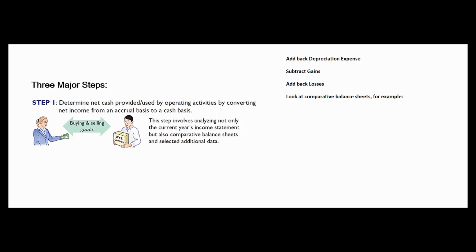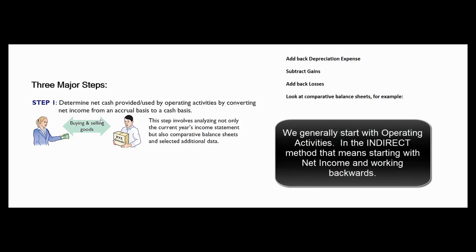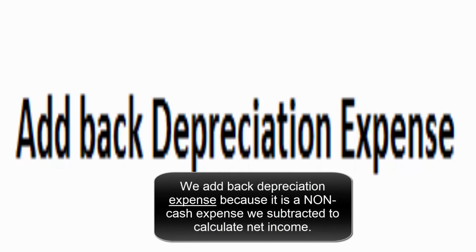So the book tells us there's three major steps. You may not do it that way. You may have your own system. But the first one is about converting our income statement from an accrual basis back to a cash basis. So we're going to start with net income, and the first thing we're going to do is add back depreciation expense. We subtracted depreciation expense when we calculated net income, but it's a non-cash expense.